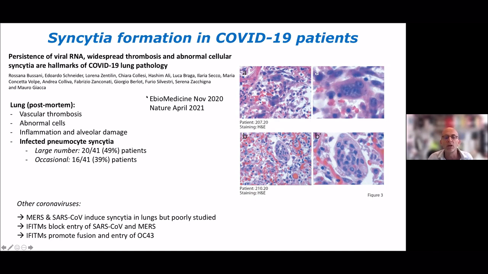I wanted to quote here 2 articles by Mauro Giacca, including one in Nature, describing that in about 90% of patients who deceased with a critical disease, they were able to identify those syncytia. Their role is not fully understood. Do they allow viral spread or viral escape from the immune system? That's precisely what we are studying in the laboratory.